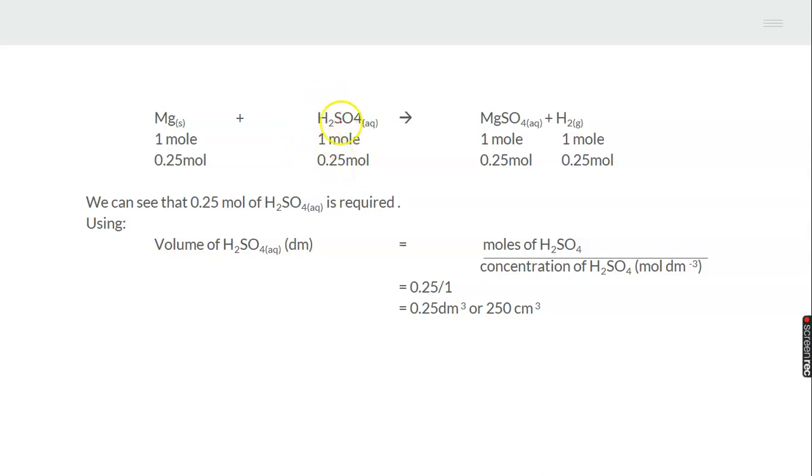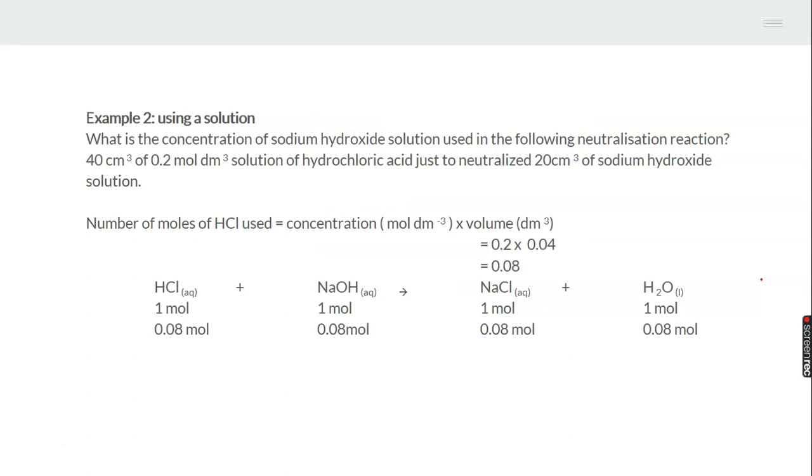Make sure what is on the left hand side is the same as the right hand side. When you do that, this is what you have. Then you now use those parameters. Moles of hydrogen tetraoxosulfate(VI) will be 0.25, and the concentration as given in the question is 1. So when you do that, you get 0.25 dm cube. Or if you are required to do it in cm cube, you do that. But standard, most times you have to do it in dm cube.